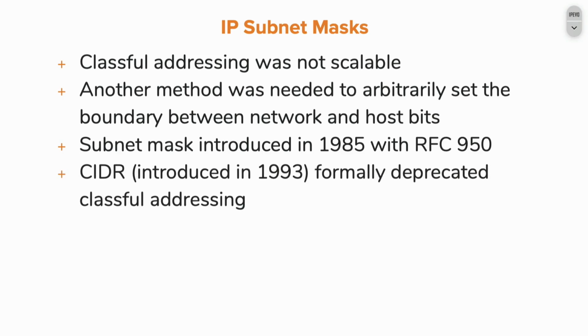And then a few years later, so we're talking about 8 years later, this thing called classless interdomain routing, sometimes called CIDR, was introduced in 1993, and that's when classful addressing was formally deprecated. They said, okay, from this point on, nobody should do classful addressing anymore. At this point, everybody needs to use subnet masks. All right, well, what the heck is a subnet mask, and how does it replace classful addressing?